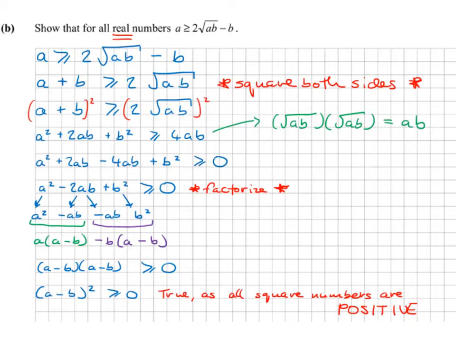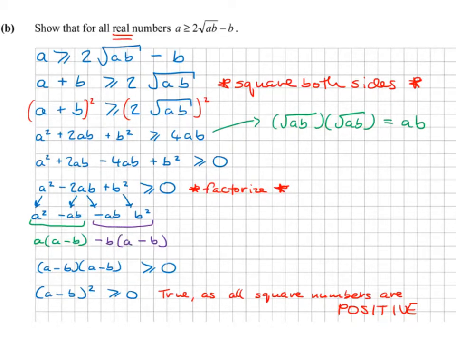Then we simplify. 2ab minus 4ab is minus 2ab. So we've got a squared minus 2ab plus b squared greater or equal to 0. Now we can factorise. We bring down the a squared, we bring down the b squared, and we have to factorise the minus 2ab. So we're going to break that up into minus ab minus ab. So that's technically minus 1ab and minus 1ab, and minus 1 minus 1 is minus 2. We can factorise the first two terms, so we get a times a minus b. We factorise the second two terms, so we get minus b times a minus b.